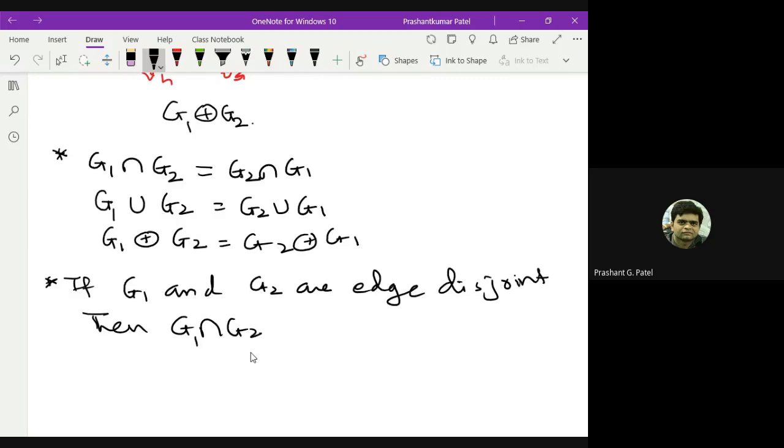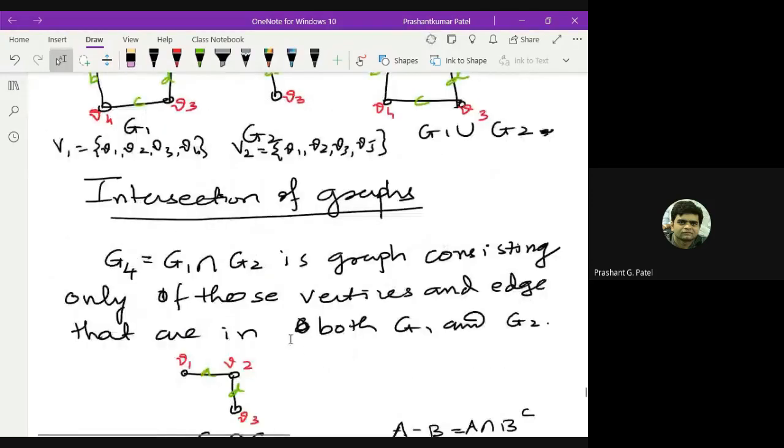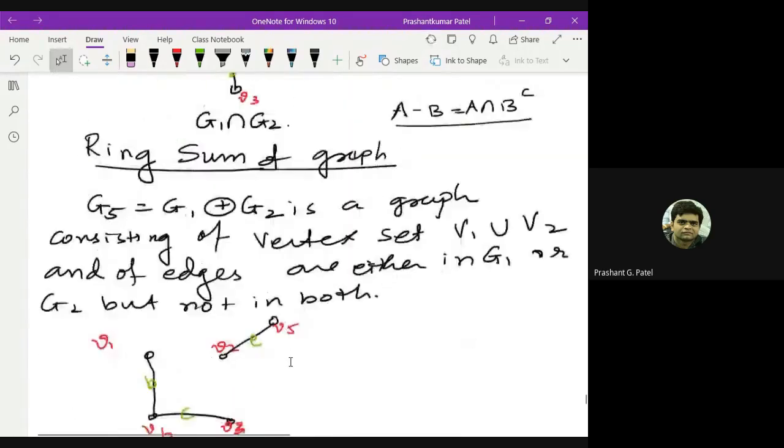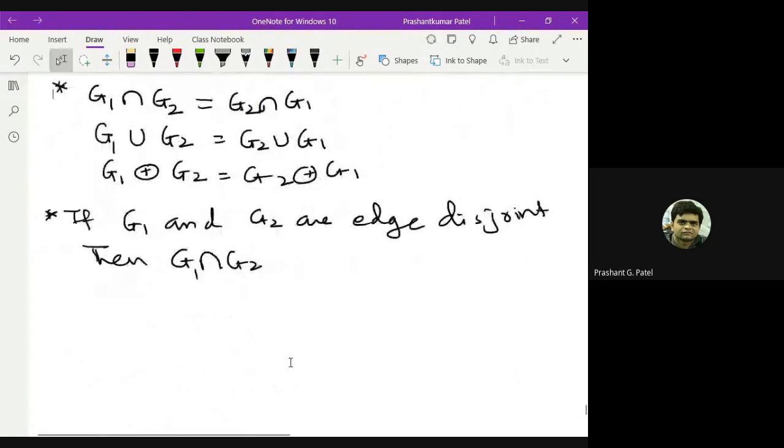So what will happen to G1 intersection G2? If you look at the definition of intersection, it says those vertices and edges that are common in both. If the graphs do not have common edges, then what will happen? The graph is a null graph, a graph in which there is no edge. And what is the union?